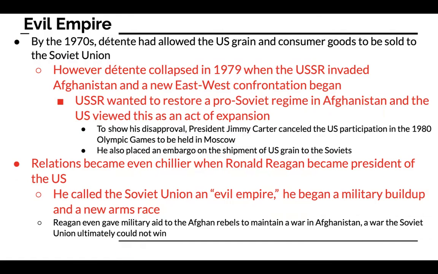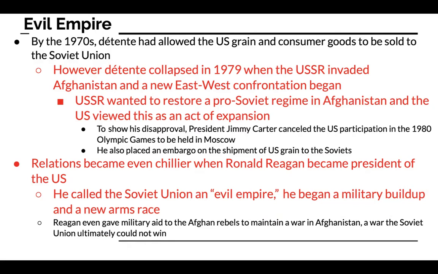By the 70s, détente had allowed U.S. grain and consumer goods to be sold to the Soviet Union. However, détente collapsed in 1979 when the Soviet Union invaded Afghanistan, and a new East-West confrontation began. The Soviet Union wanted to restore a pro-Soviet regime in Afghanistan, and the U.S. viewed this as an act of expansion.